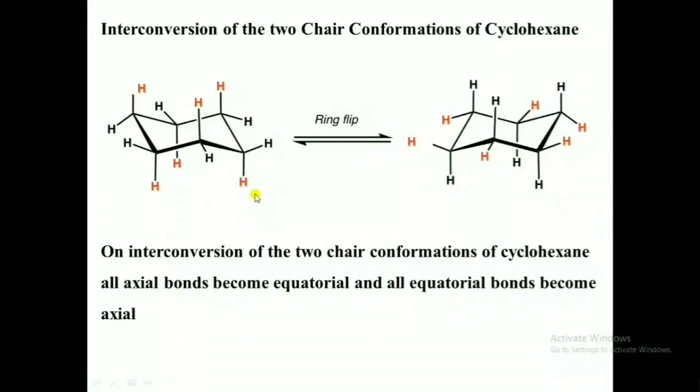So this is also called conformational isomerism, because to go from this structure to this structure, you don't have to break a bond and form a new bond. There is no bond breaking and bond formation happening. Only by twisting the structure of the molecule, it goes from one isomer to the other isomer. So this is about the chair conformation of cyclohexane.